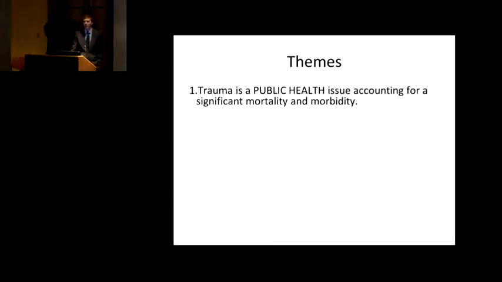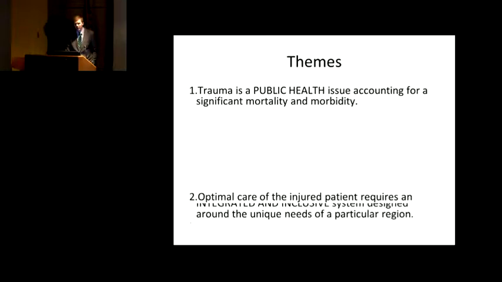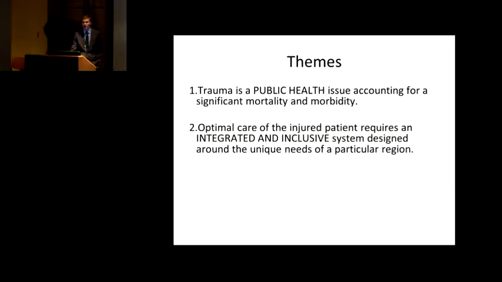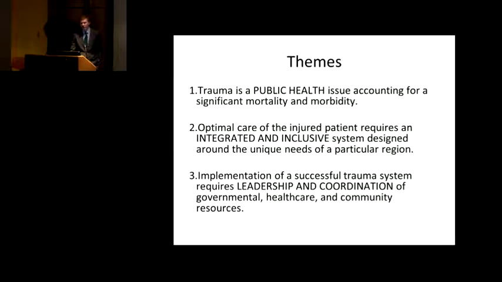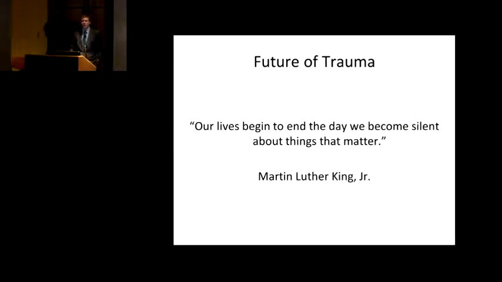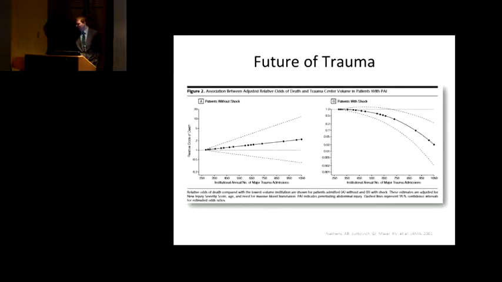So again, I just want to underscore the themes that we see again, that trauma is a public health issue and has a significant impact on the mortality and the morbidity of our patients. That we need an inclusive and integrated trauma system for the optimal care that's centered around the unique needs of our particular region. And that this implementation of a successful trauma system requires leadership and coordination so that we can accurately deal with the burden of this disease. I think we need to make sure that we are providing the voice to our patients that have no voice so that we can accurately take care of our patients in the system itself.